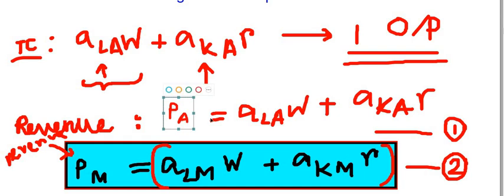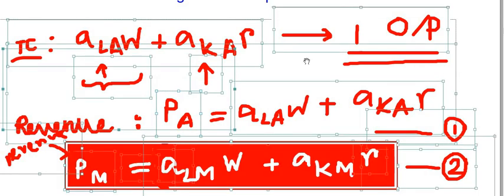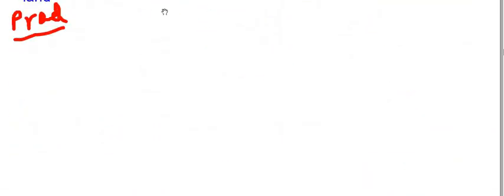So we again have PA equal to ALA W plus AKA R. Let me just write them down here again. PA equal to ALA into W. So we have the cost, essentially the price of 1 unit of agricultural output that has to be equated to the labor cost, which is ALA into W. That is the labor cost.